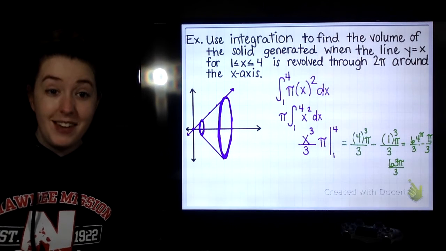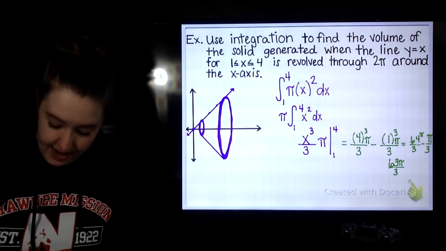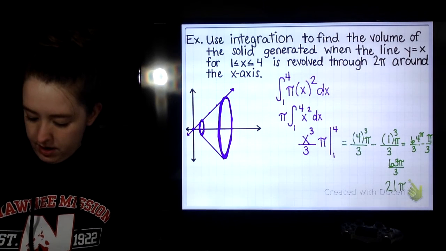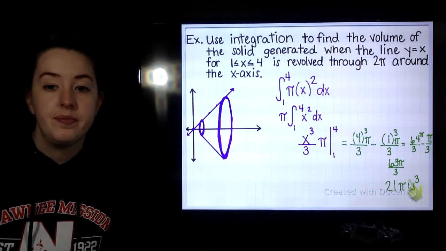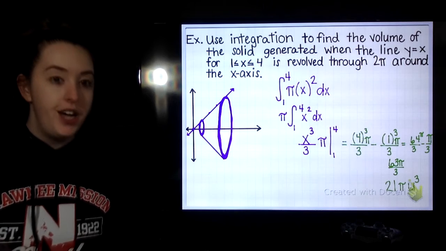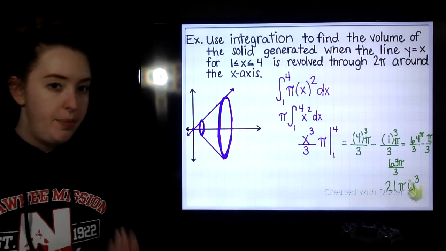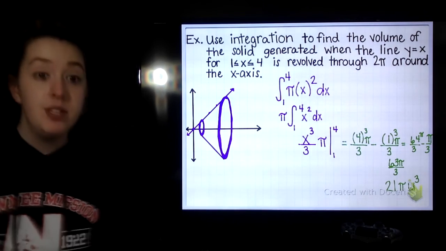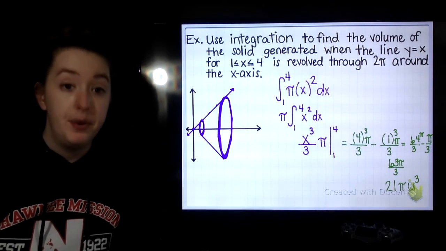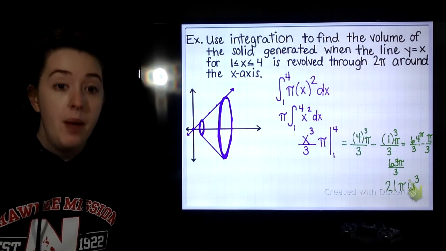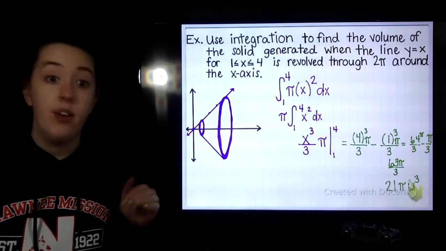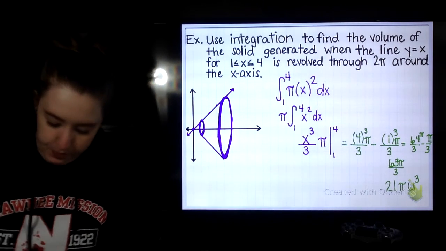Or if we simplify that down even more, that is 21 pi, and that will be units cubed. So if we were to work this guy out with geometry, would it end up being the same thing? Absolutely. So let's talk about how we find the volume of a cone. We find the volume of a cone by taking the area of the base times the height and dividing by 3, just like any other sort of pyramid.